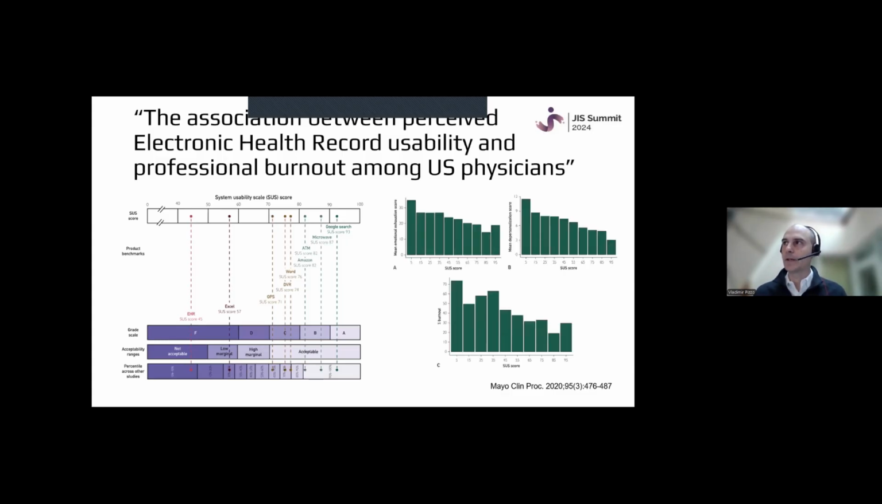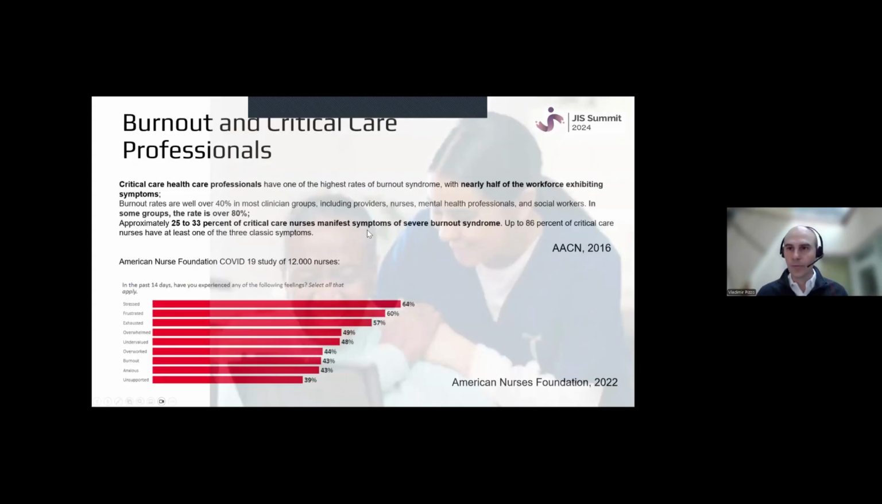In the same study, the SUS score and some symptoms related to burnout syndrome were assessed. You can see that, on top of the lack of usability or the low grade of the systems, clinicians who are less used to the system, or perceive it as less useful, have a greater chance of experiencing burnout symptoms. This is a study with physicians, but we also have publications with nurses before and after COVID. So the association between burnout, critical care, and technology, in particular the electronic health record, is unfortunately quite well documented in the literature.